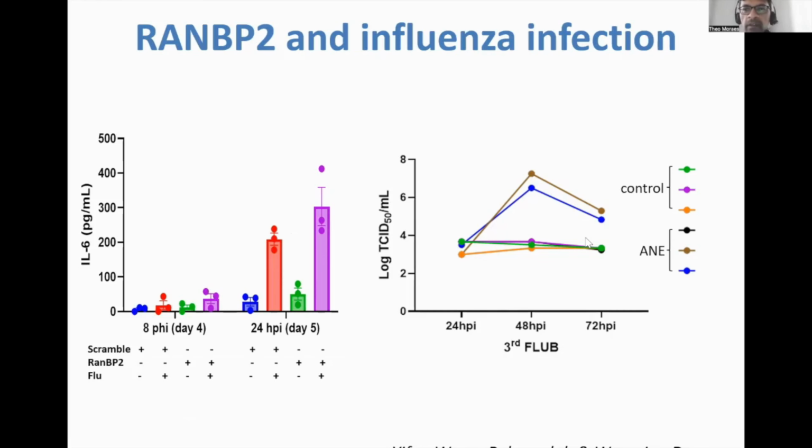The last thing I wanted to show on this slide is the fact that we've been able to obtain cells from individuals with ANE and then also study them in the context of influenza. These are data that need to be replicated, but you can see that in two out of three individuals with ANE, we're seeing a little bit more virus being shed in the apical surface. So TCID50 is a lab way of measuring the amount of virus.